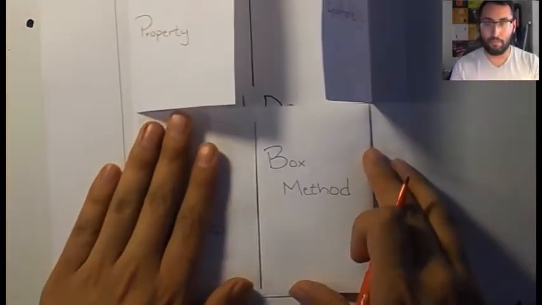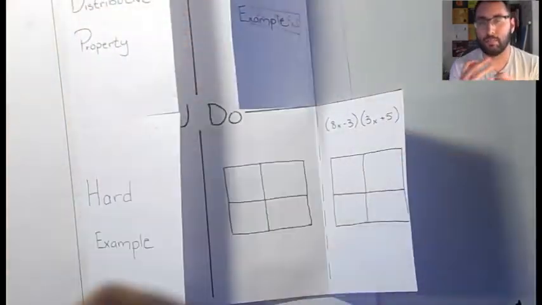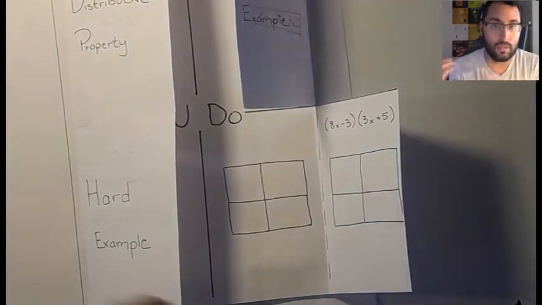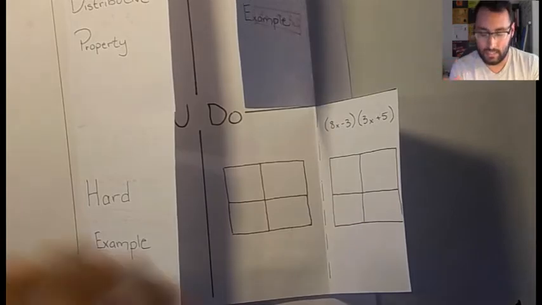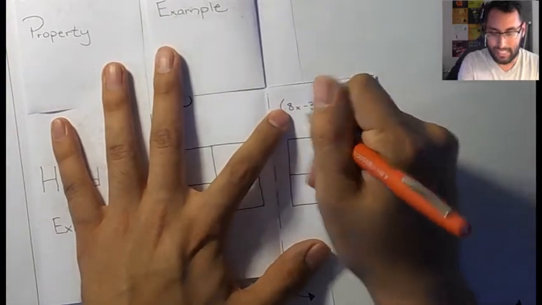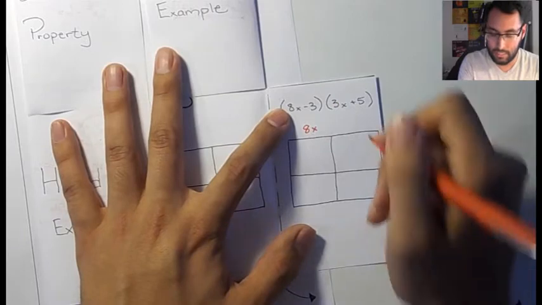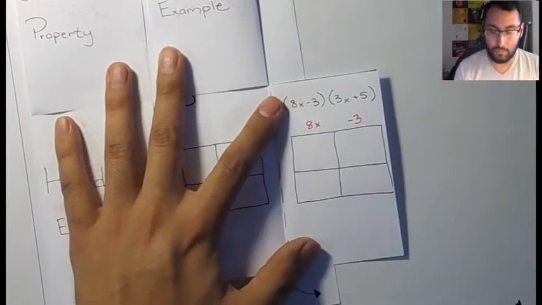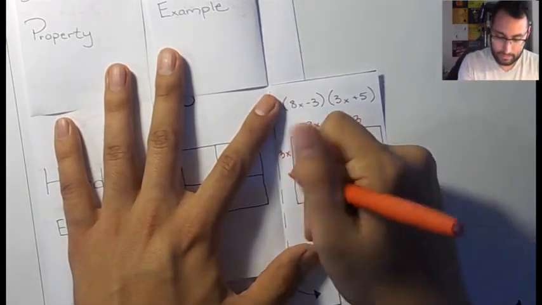And the last part is the box method. Now, the reason I'm including this is that it helps some students. You're multiplying with a lot of terms, and sometimes you can miss a number or a symbol. This, for me and for other students, just helps them get organized. So our first polynomial is 8x minus 3. I'm going to put that along the top of this box. So I'm going to put 8x in the first column and negative 3 in the second column. 3x plus 5 we're going to write along the left. That's 3x, and then plus 5.